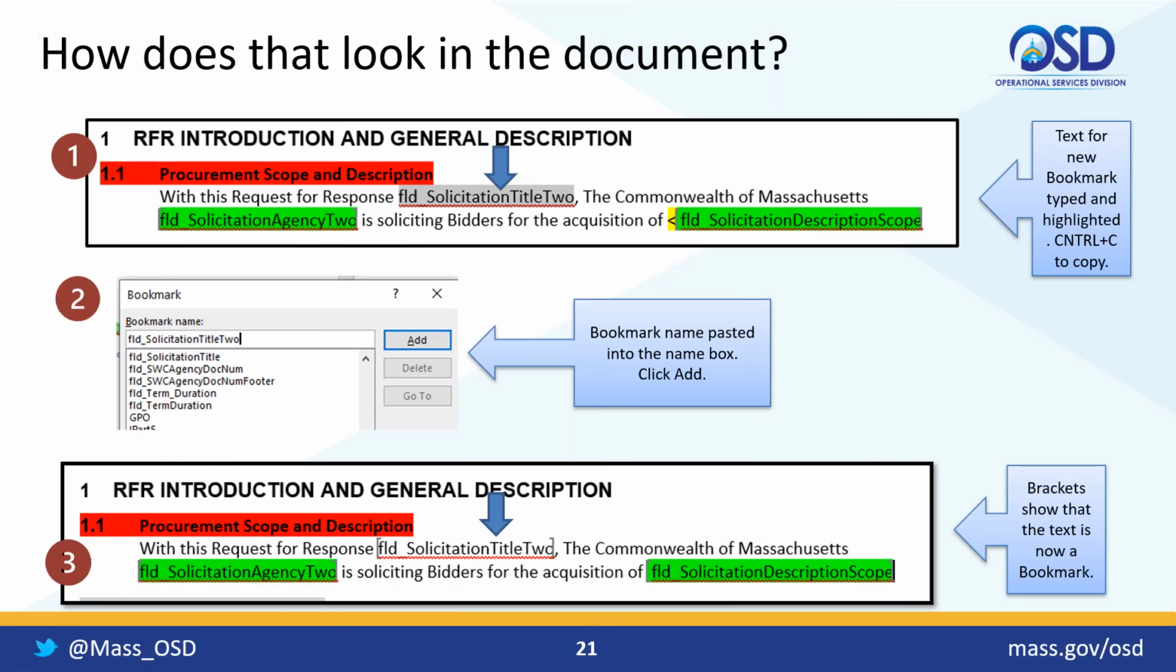First, we found the spot where we want the placeholder to go. We typed the new bookmark name, then highlighted the text and copied it. Next, we went to the Bookmarks box, pasted the text into the name box, and clicked Add. In the text, the bookmark is placed. We can see this because the text is bracketed, which is how bookmarks look.